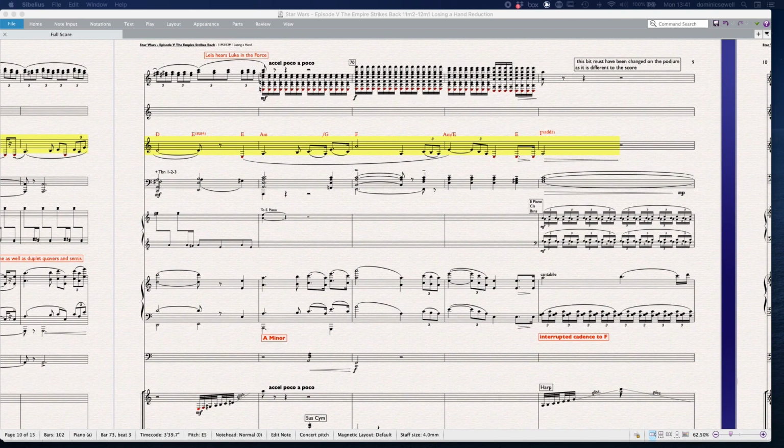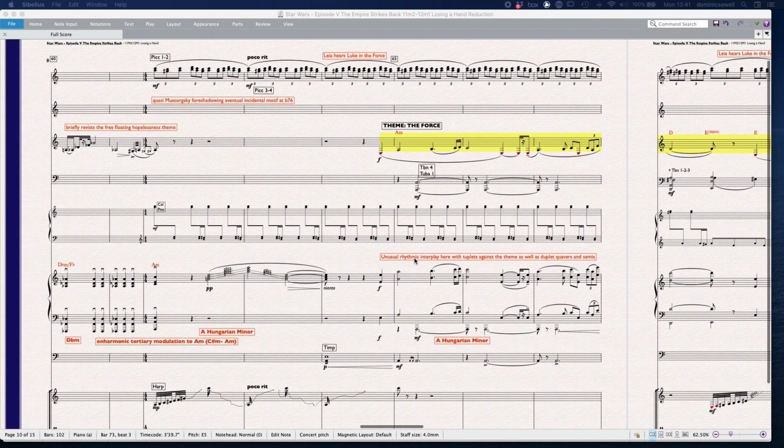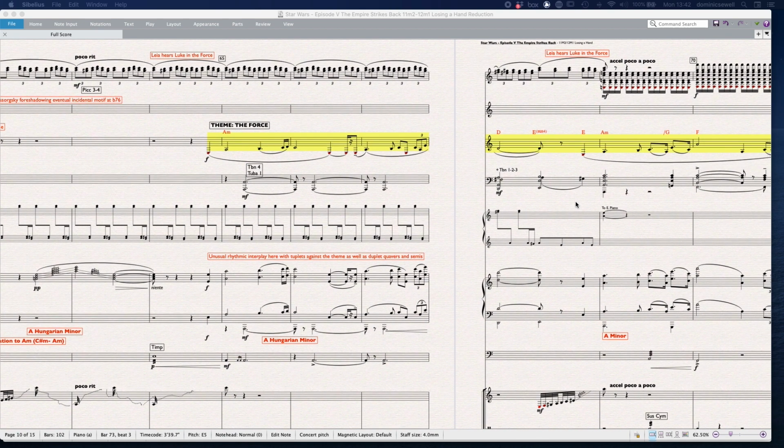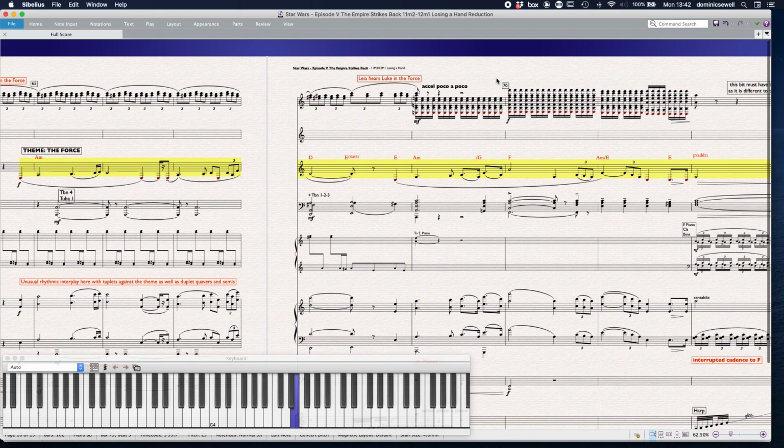So after this. Always good to hear the Force theme again. We can put it in context. This is what was originally in the score. Now more rhythm in the wind.